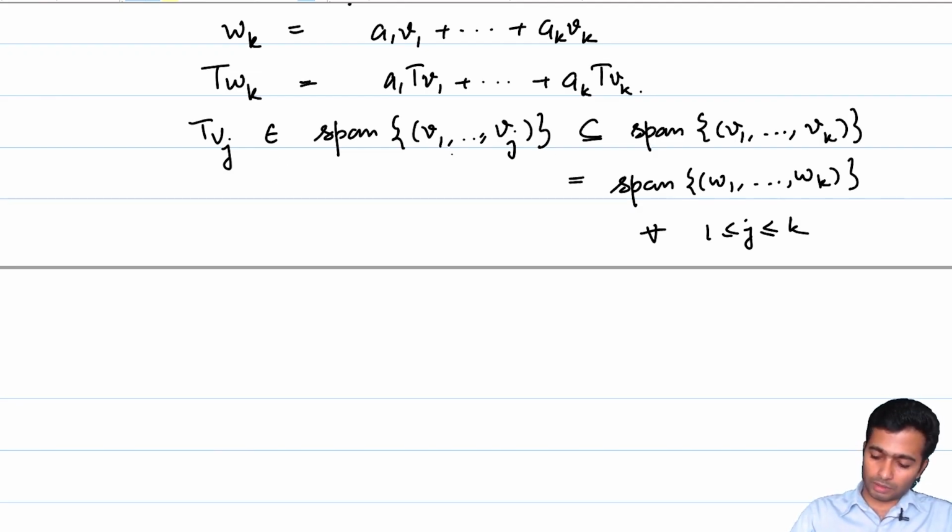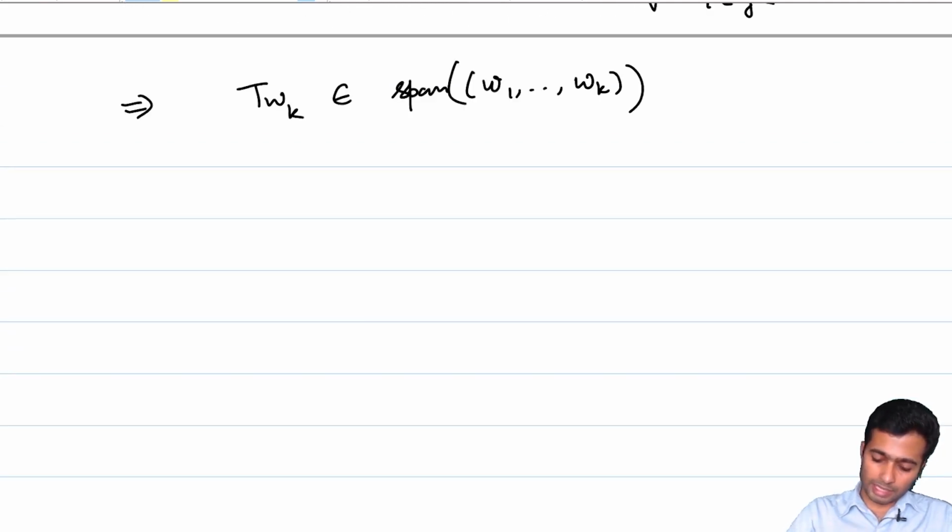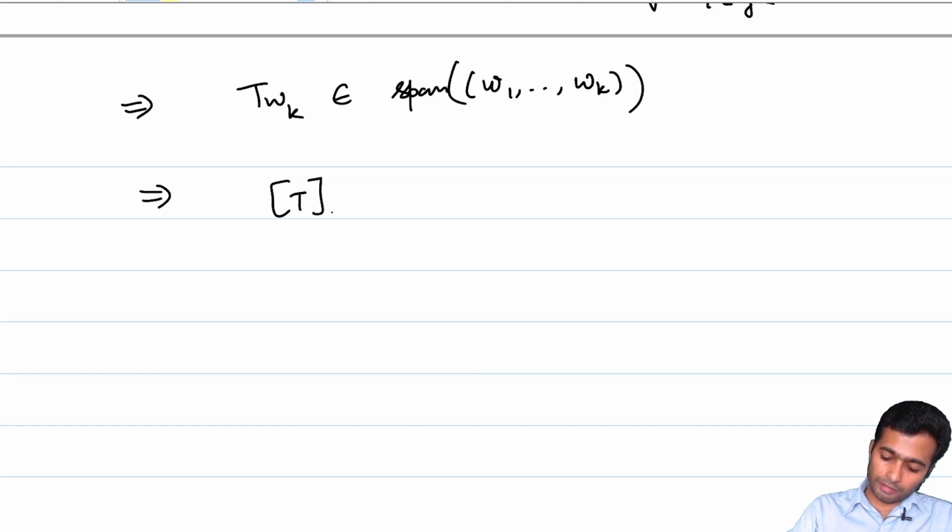This comes up because the span of V1 to Vk will in particular contain the span of any subset of V1 to Vk, and the final one is because of Gram-Schmidt orthonormalization, which implies that each of the TVJ belongs to the span of V1, V2 up to Vk, and hence TWK, which is A1 TV1 plus up to AK TVK, also belongs to the span of W1 to Wk. But what does this imply? This implies that the matrix of T with respect to beta prime is upper triangular. This is precisely what it means.